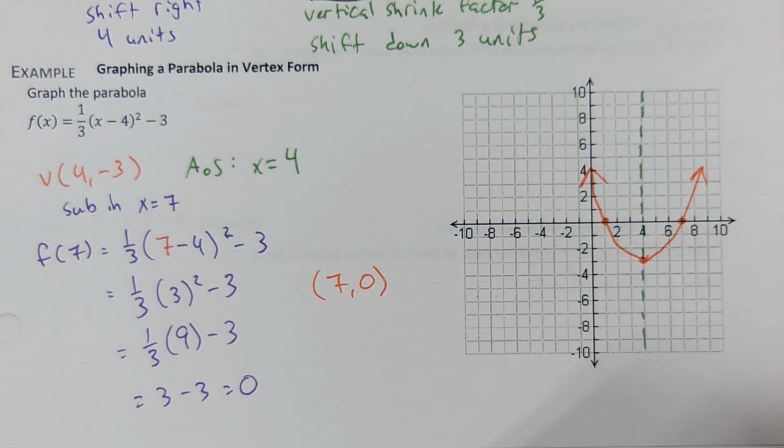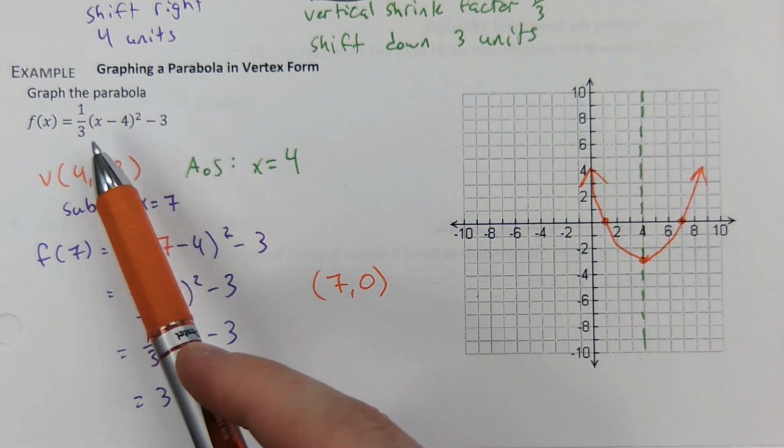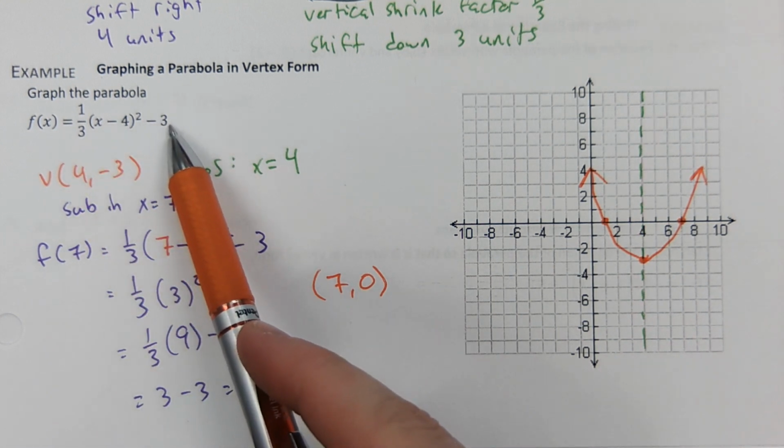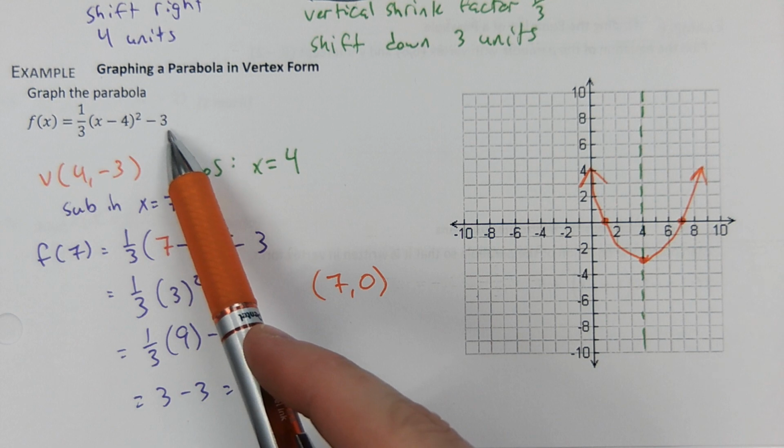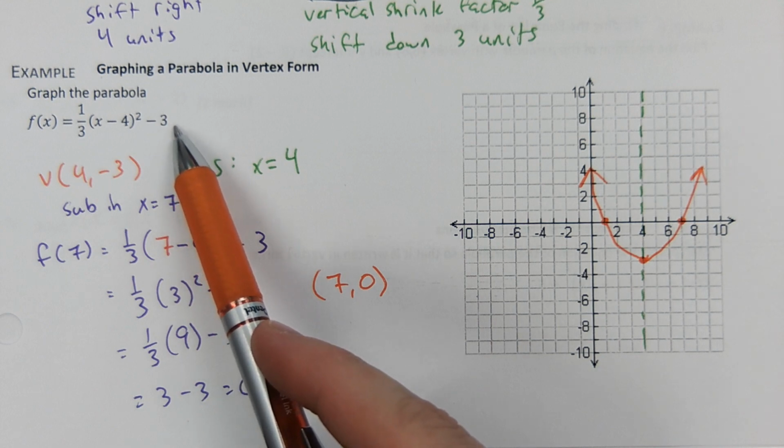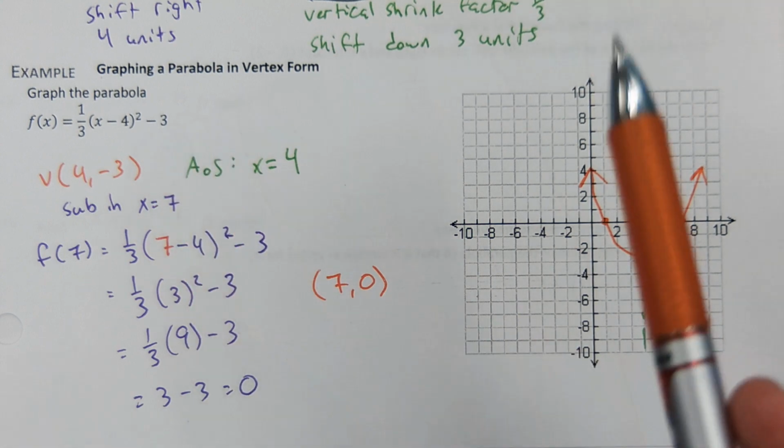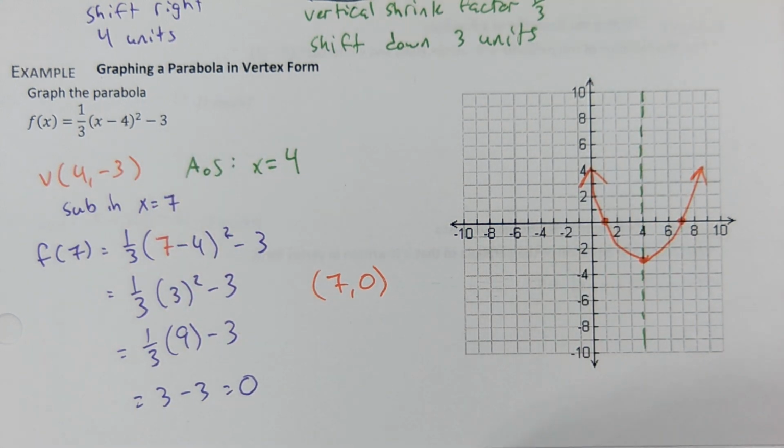Sorry, just a question. Can I make it x equals 13? Minus 4, that gives you a 9. Yes, but then you'd have to square the 9, and 9 squared is 81. A third of 81 is 27, and 27 minus 3 is 24. So will it work? Yes. 13 comma 24 is on this parabola. It just won't be on the grid. But you could definitely do that if your grid is large enough. You could definitely pull that off.